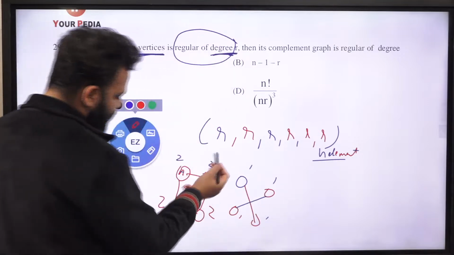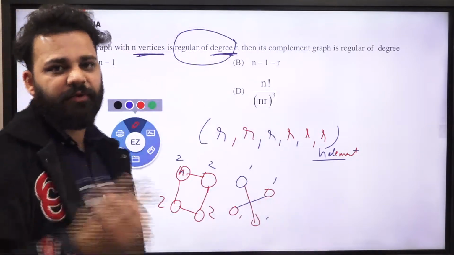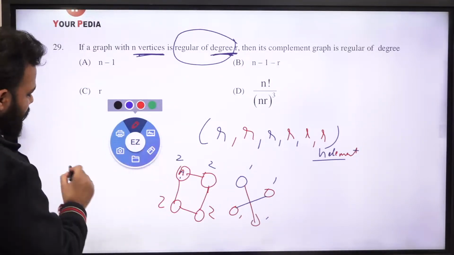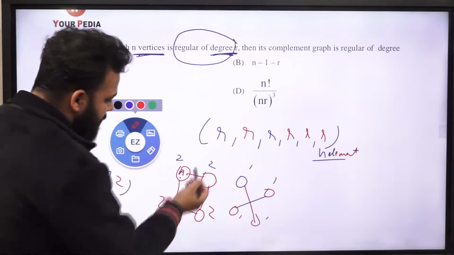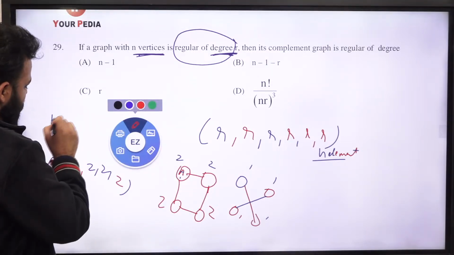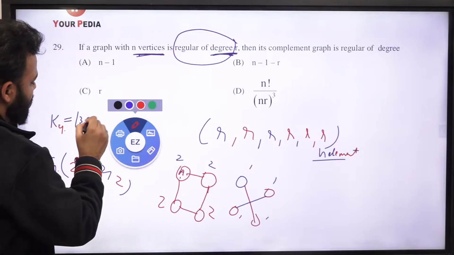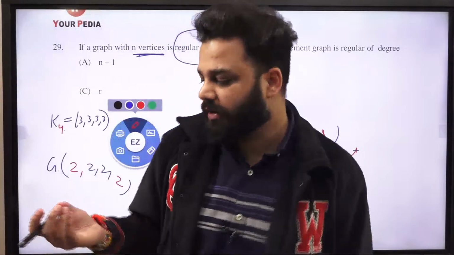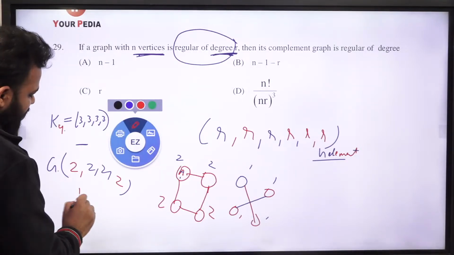So what are you doing when you are taking the complement? You are subtracting the degree of any vertex from the maximum degree that is possible. If you see the degree sequence of this graph, it will be 2, 2, 2, 2. And the maximum degree possible in a K4, let's say this is graph G, and K4 is a complete graph of 4 elements, it will have degree sequence of 3, 3, 3, 3. So complement is nothing but subtracting your graph from the complete graph. If I do K4 minus G, it will give me 1, 1, 1, 1.